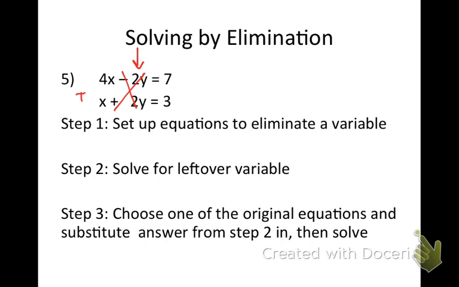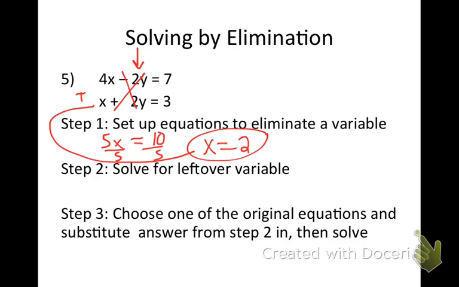So 4x plus x gets me 5x, and 7 plus 3 is 10. So I divide by 5. I get x equals 2. This makes sense. Now I take x equals 2 and I need to plug it into an equation. Which one would make more sense, the top or bottom one to plug it into? I would say the bottom one. It's positive, looks easier. So I plug it in.